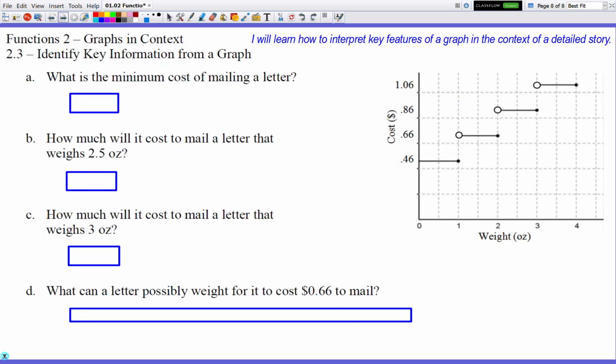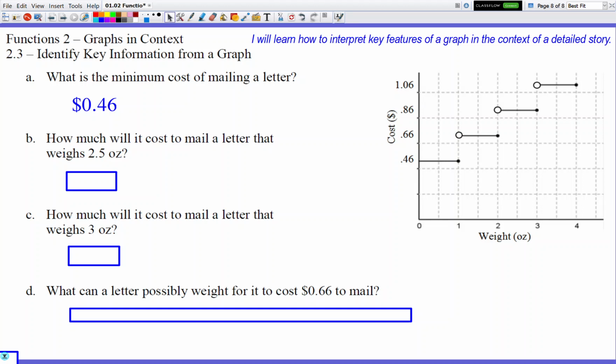All right, so what is the minimum cost of mailing a letter, whether it's empty or just has one piece of paper inside or something small? So what is the minimum you're going to pay if you just mail a letter, period? So let's see. The x-axis corresponds to weight in ounces. The y-axis corresponds to cost. So based on my first horizontal line, which is at the 46 cents mark, if I mail a letter that weighs anywhere from 0 to 1 ounce, I'm going to pay 46 cents. That's going to be my guess, 46 cents. Yep, and I was correct.